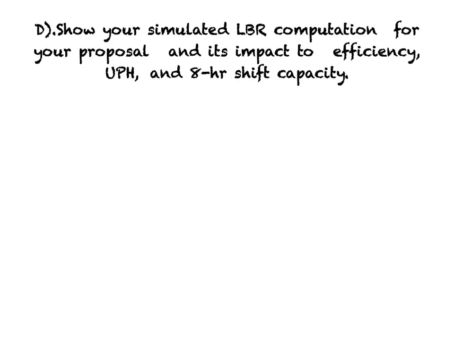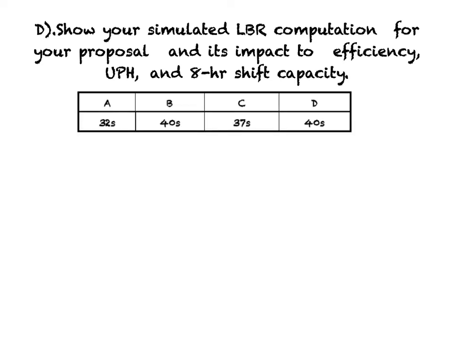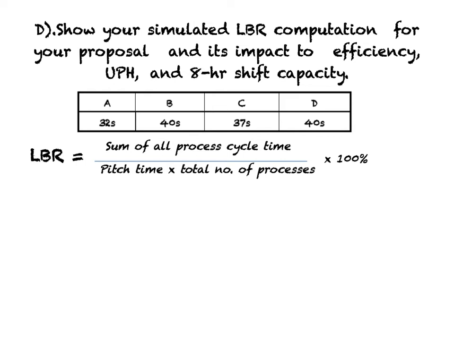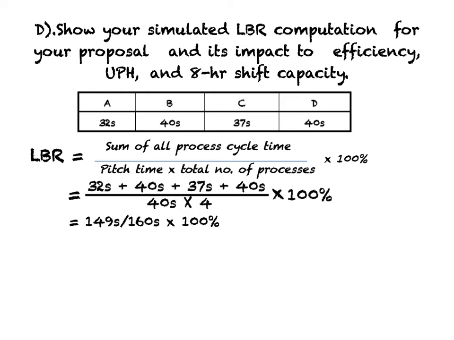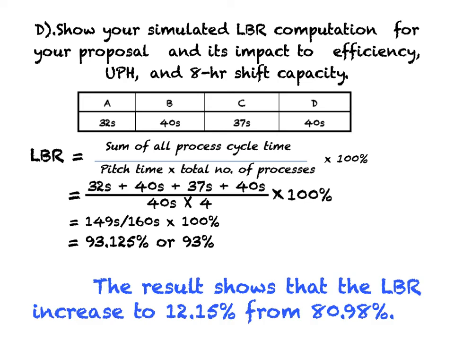For the last question, show your simulated line balance ratio computation for your proposal and its impact to efficiency, unit per hour, and 8-hour shift capacity. The table shows the given. Next is the formula. Now, let's substitute. The sum of all process cycle time is 149 seconds over the product of pitch time and total number of processes, which is 160 seconds, multiplied by 100%. So we have here 93%. The result shows that the line balance ratio increased to 12.15% from 80.98%.